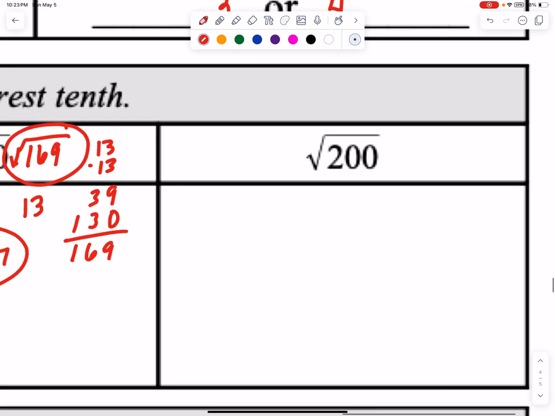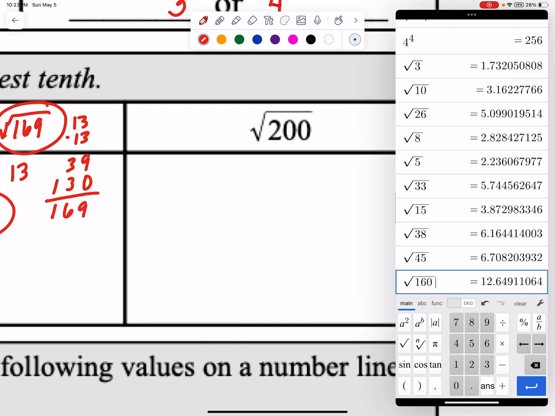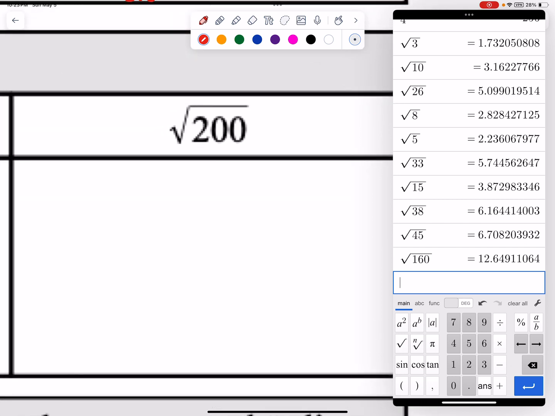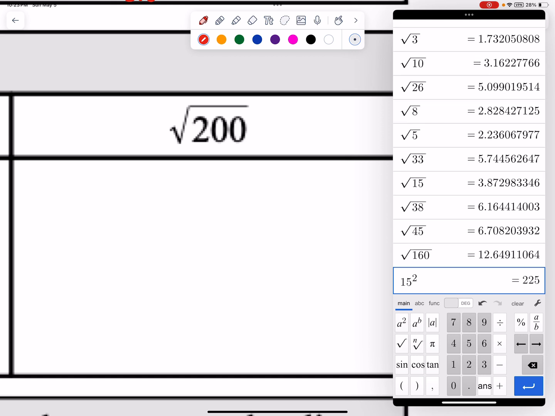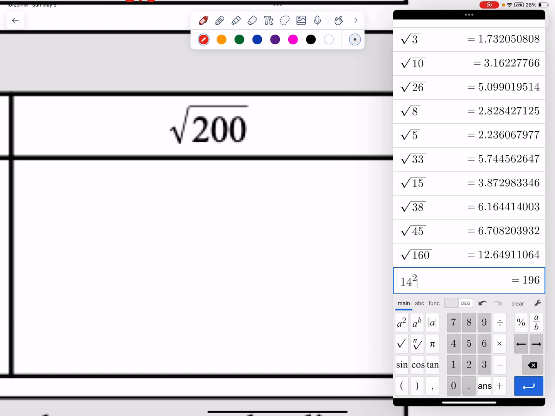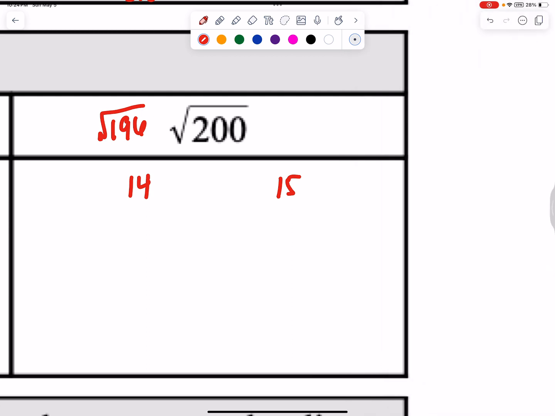All right, square root of 200. Okay, so we're going to try out some things here. I'm gonna use a calculator, but I'm still gonna do it the right way with my guesses. So let's do like 15 squared is 225. 14 squared, 196. So there we go. I got a lucky guess. So 14 squared is 196. And 15 squared is 225.